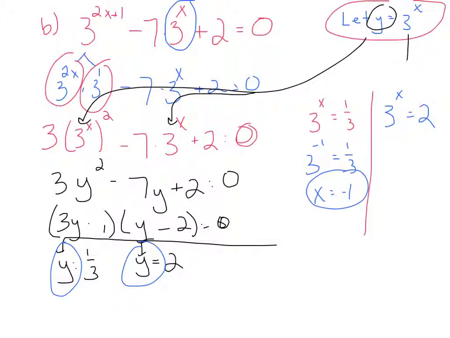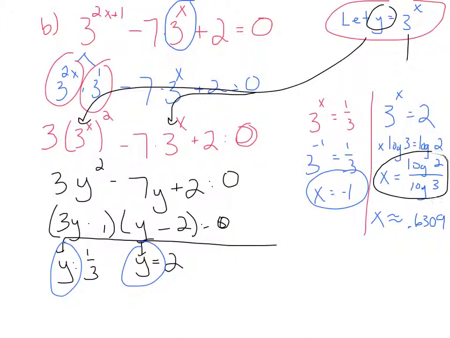Now, if you didn't like that, you could have used the change of base formula. You could have done a log of both sides. Now on this one, I would say do a log of both sides. Throw the x out front, so it'd be x log 3 equals log 2. Notice I did a regular log and not a natural log. So x is equal to log of 2 divided by log of 3. Type it into your calculator. You'll get about 0.6309.